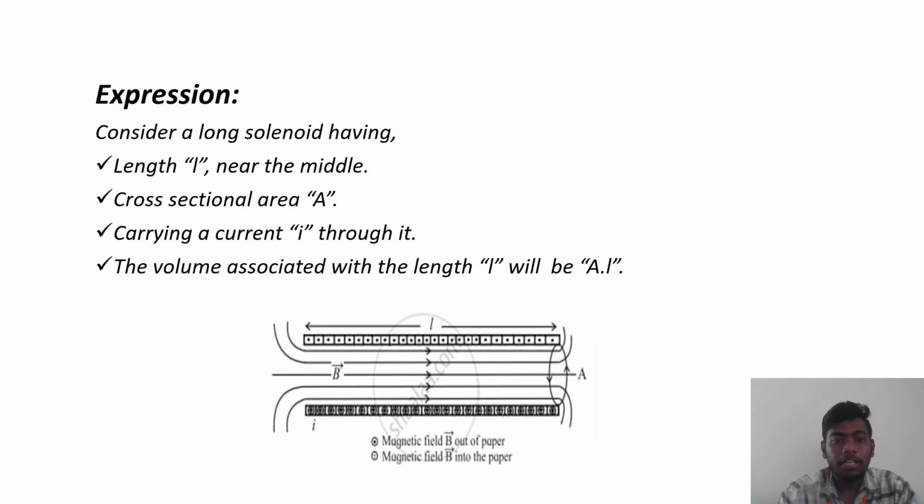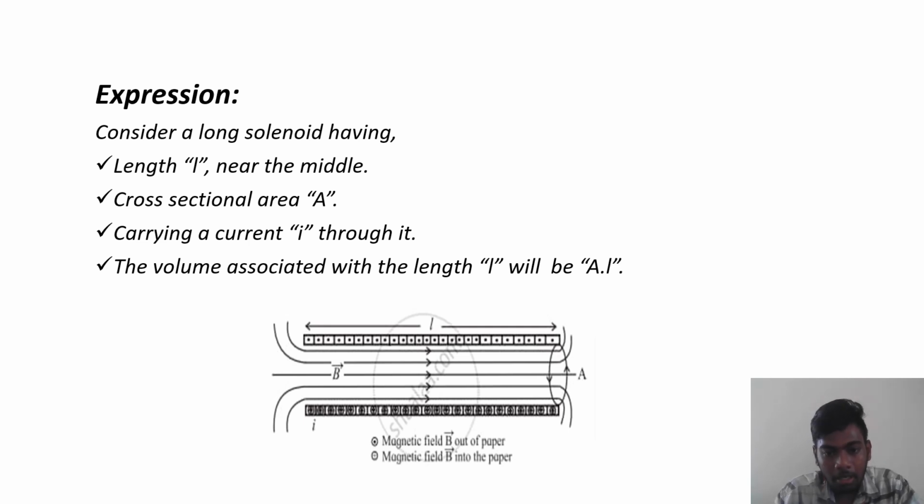For the expression of energy density in a magnetic field, we have to consider the following data. Consider a long solenoid having length l meters near the middle and cross-section area A meter square. The solenoid is carrying a current I amperes through it. The volume associated with the length l will be A into l.